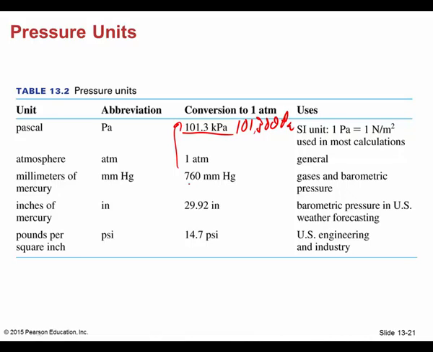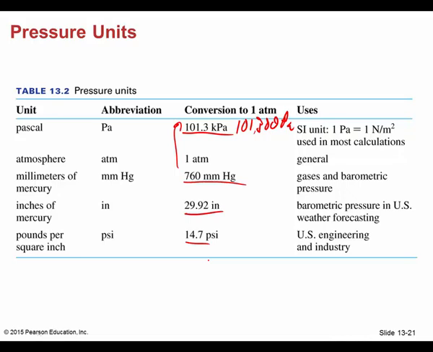We use 760 millimeters of mercury for barometers, again, going back to Torricelli. And that's a very good way to measure pressure. Then in the English system, we use 29.92 inches of mercury, and again, that's in the United States where we use that. And then, of course, 14.7 pounds per square inch in the United States and in industry.